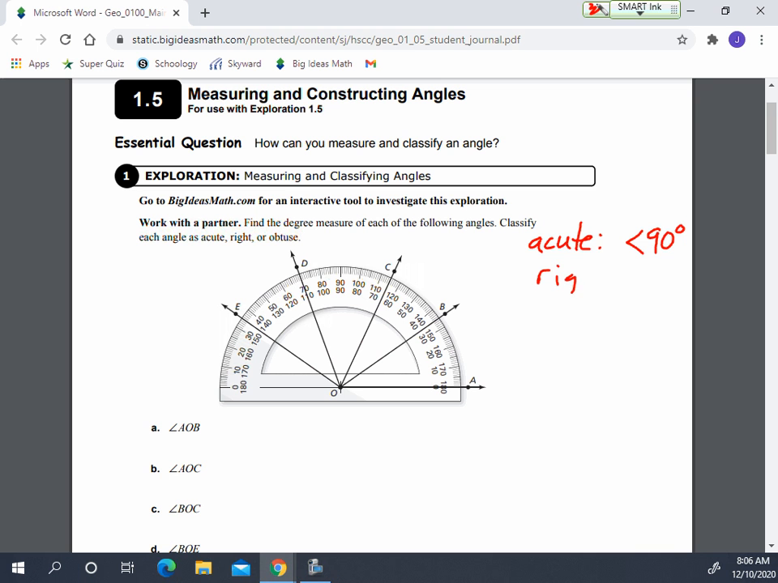A right angle is equal to 90 degrees, and an obtuse angle is bigger than 90 degrees. Okay, and this shouldn't be new information for you. This should be review, right? We should know what an acute, right, and obtuse angle are.